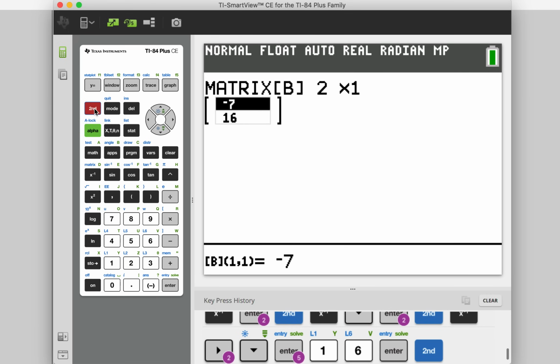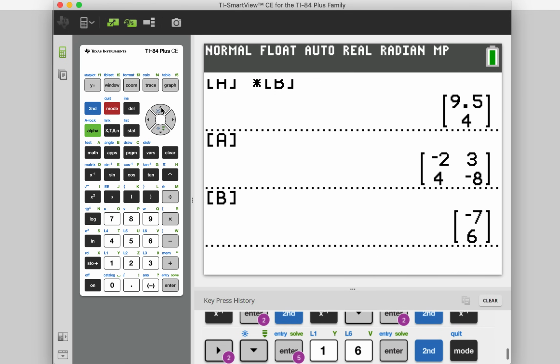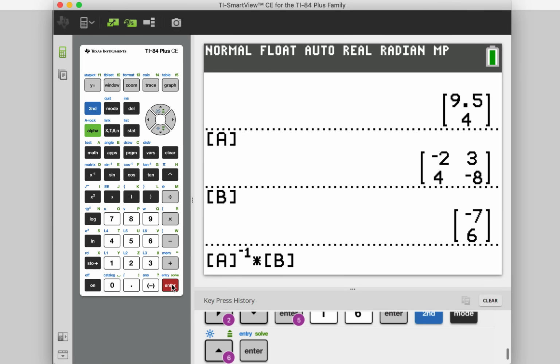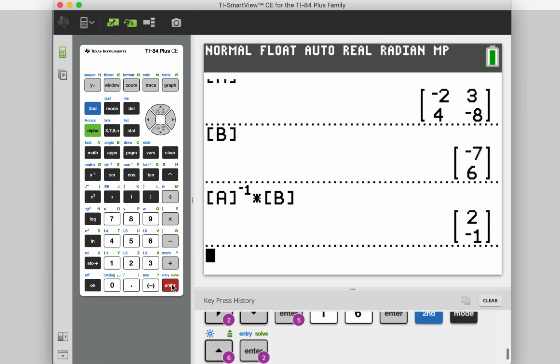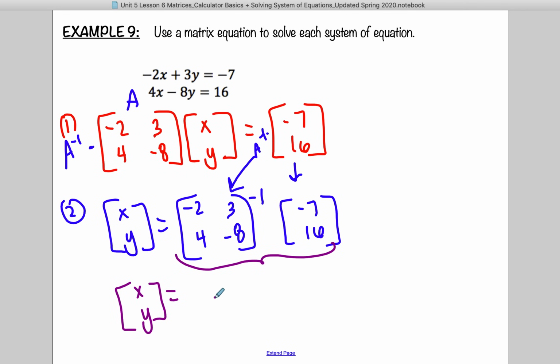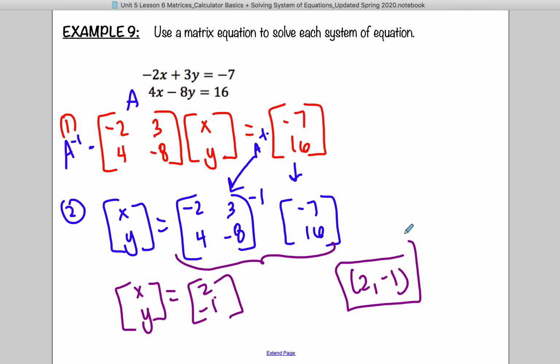Now get out of here, second quit. Now I could go ahead and do that, but I think if I just arrow up and grab A inverse times B, it should work out. And yes, this is the solution that I have written down. It should be 2, negative 1. So I get 2, negative 1. And so what this tells me is my x is 2 and my y is negative 1. Okay, there's my answer for example 9.